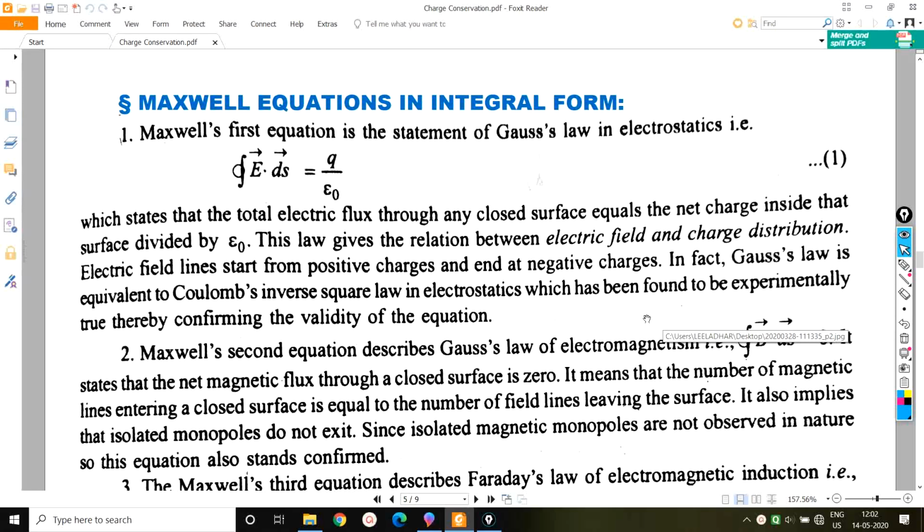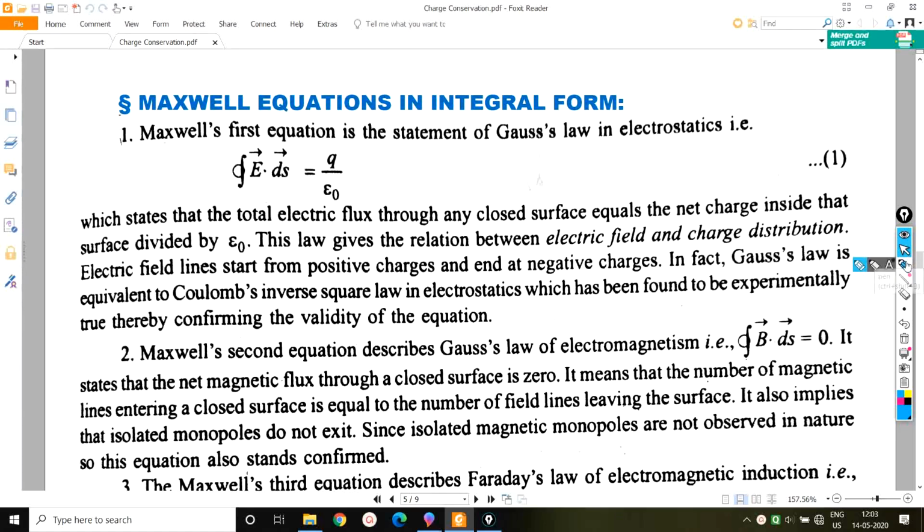Dear students, in this particular lecture we are going to discuss Maxwell's equations in integral form as well as Maxwell's equations in differential form. So here we first start with Maxwell's equations in integral form. So what is Maxwell's first equation?